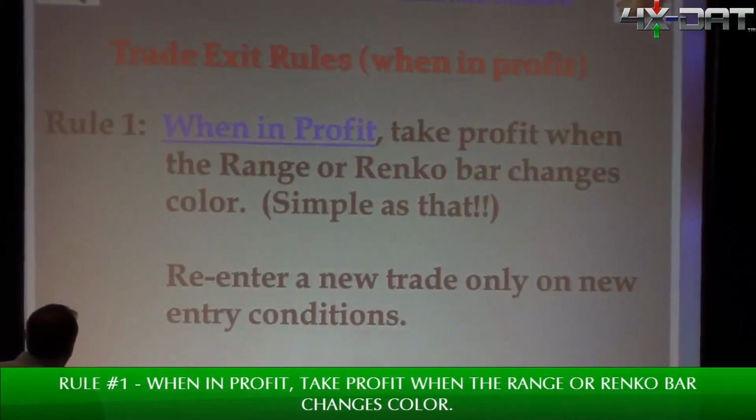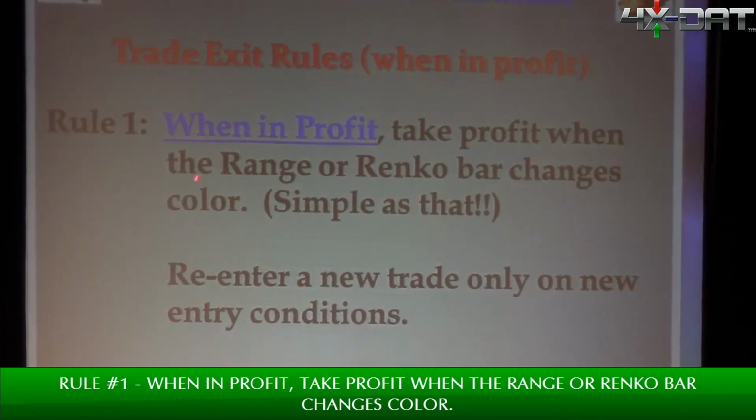Next component is getting out. Basically getting out with a profit. Yeah, with your shirt on. And the rules are very, very simple. This is a lot simpler than the trade entry. Trade exit, basically when in profit, rule number one: when in profit, take profit when the range or rectangle bar changes color.